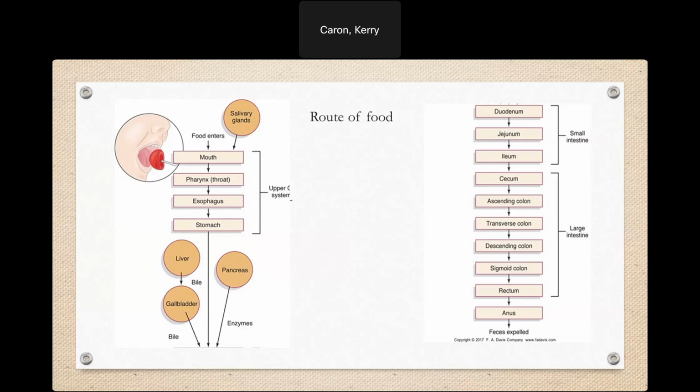And then the large intestine, and we'll show some pictures of that where you can understand the ascending, transverse, and descending. And then food waste is stored in the rectum and expelled from the anus. There also are accessory organs such as the liver, the pancreas, and the gallbladder.